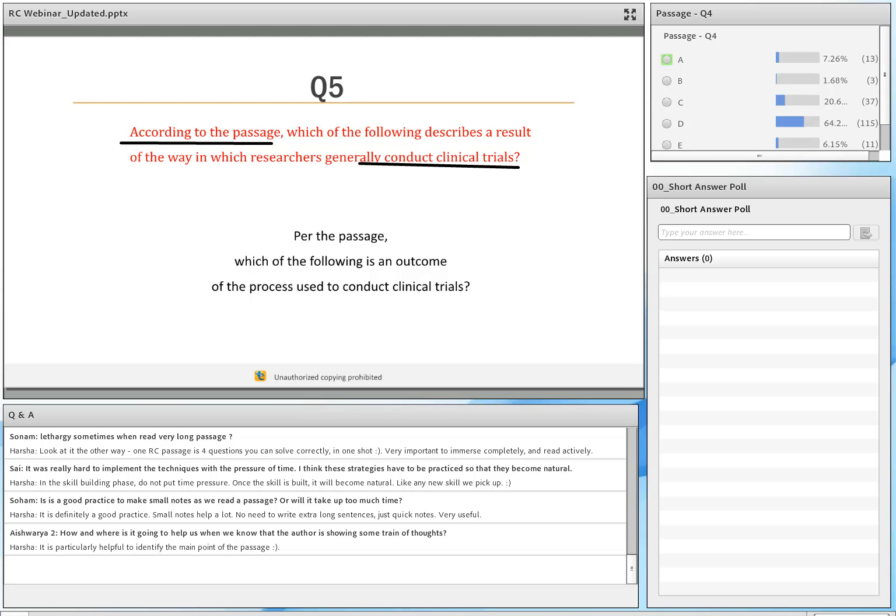And this is what I call a wordsmith game that the official sometimes uses. Not many times, but only sometimes you would really see it. So, generally conduct clinical trials. We have two instances. It could either be where they're collecting more data, or it could be where they're only enrolling patients who have just that ailment. Essentially what the author is asking is, per the passage, whether the following is an outcome of the current way in which trials are done.